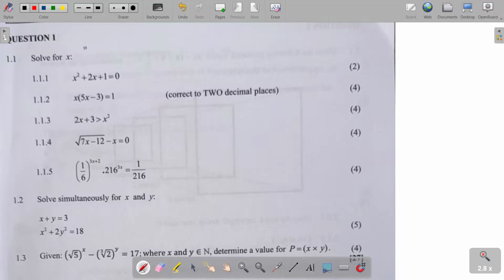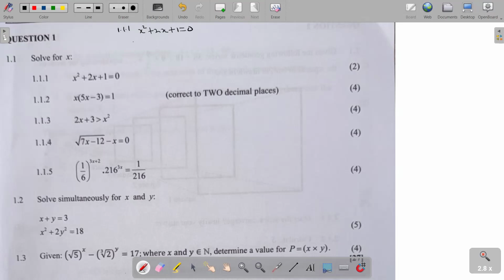So we are going to go to question 1. Question 1.1.1, you are given x squared plus 2x plus 1 equal to 0. It's 2 marks. You can use the quadratic formula. So copy your quadratic formula from the formula sheet.